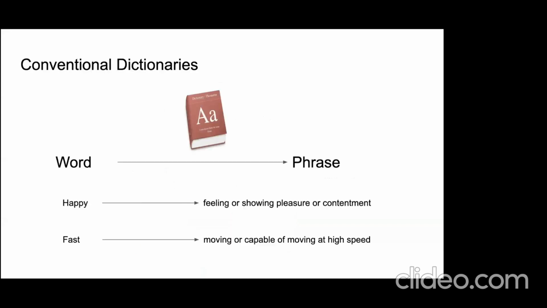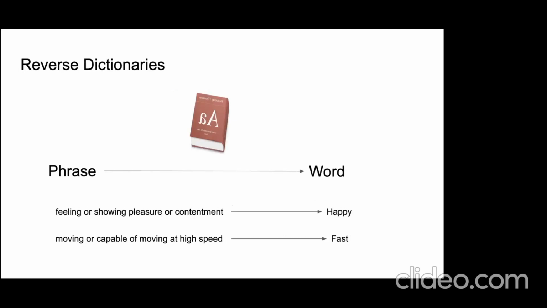In conventional dictionaries, we are usually given a word as input and a phrase describing the definition of that word is outputted. For example, if we have "happy" as our vocabulary, we'll be given, say, "feeling or showing pleasure or contentment." So this is the normal procedure for a dictionary. However, what if we want to find a word based on a given phrase as input? In this case, we have the reverse dictionary, which takes in a phrase and outputs a word based on the definition.